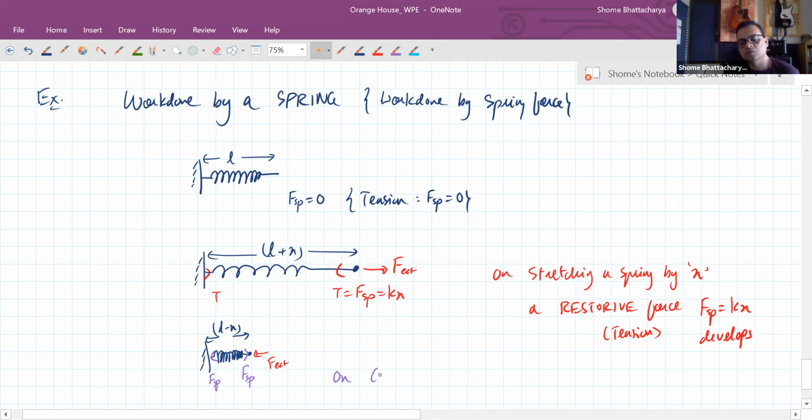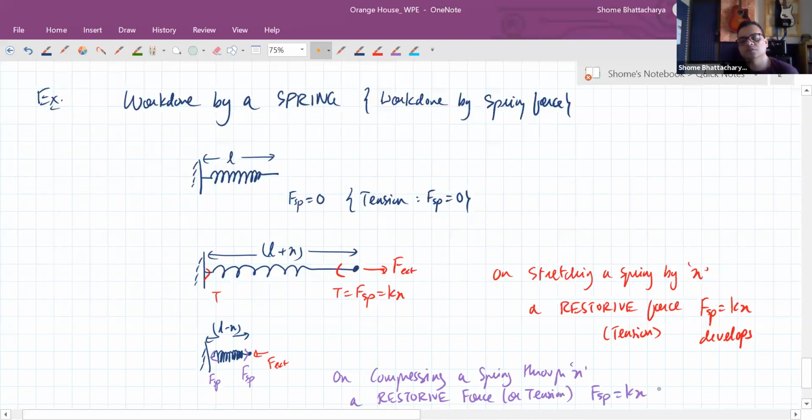So on compressing a spring through x, again a restorative force or tension equal to kx in magnitude develops. Now what we want to do next is we want to calculate work done by this spring force. So you can see it's a variable force. It depends on x.